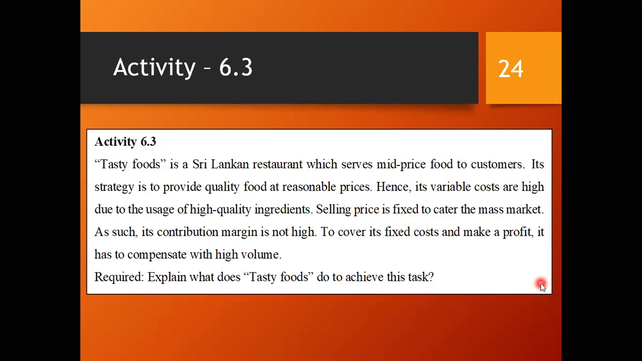6.3. Explain what Tasty Foods does to achieve this task. So read carefully. This is a question which deviates from basic calculations and asks you to think of something else. Tasty Foods is a Sri Lankan restaurant which serves mid-price food to customers, average price. Maybe, I don't know which kind of restaurant, average. Its strategy is to provide quality food. Quality is number one, at a reasonable price. But I do not know the meaning of reasonable, right? What is meant by reasonable price?